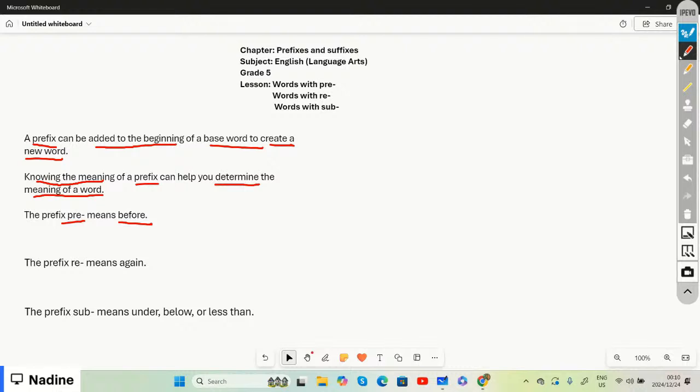So the first prefix, pre, means before. So now we are going to look at a few base words where we can add the prefix, which means before, and then we can see how the word changes.